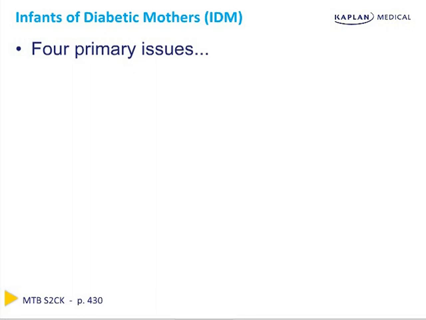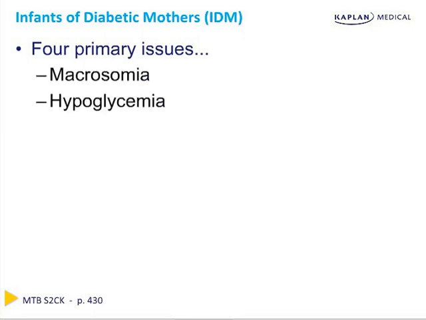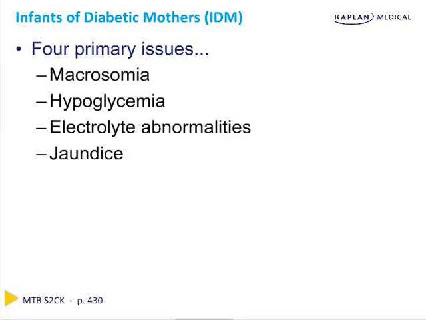There are 4 primary issues related to the hyperglycemia and hyperinsulinemia seen in the fetus and the infant. They present as macrosomia, hypoglycemia, electrolyte abnormalities, and jaundice.